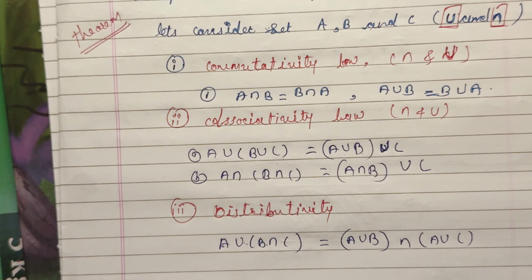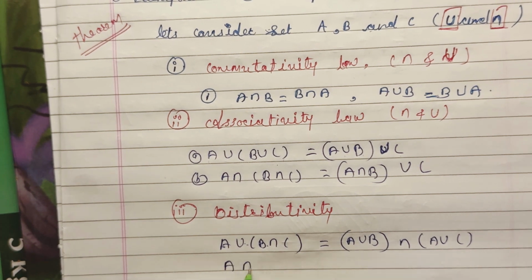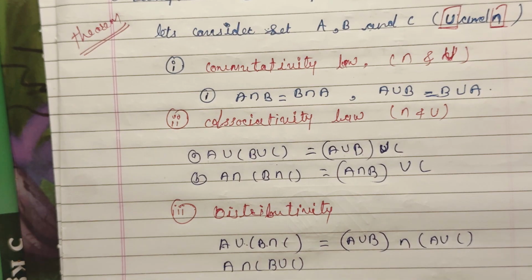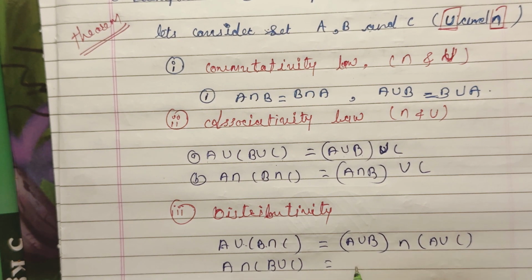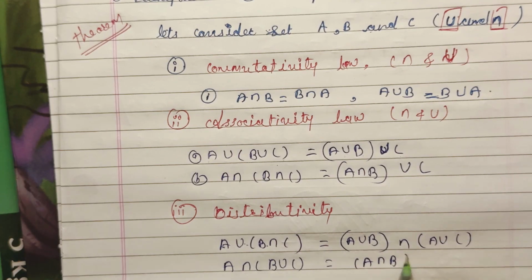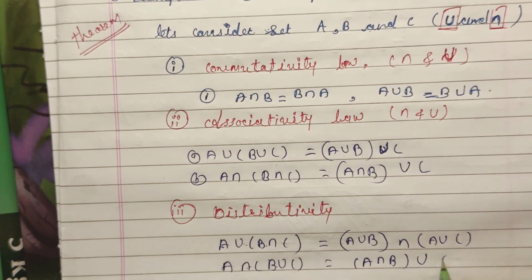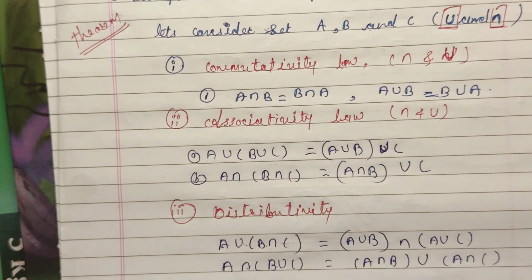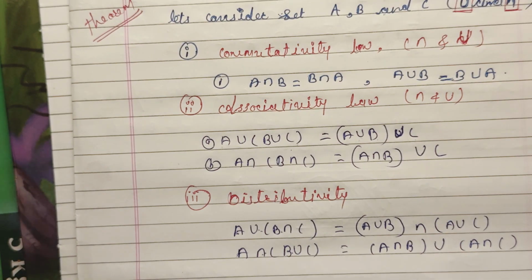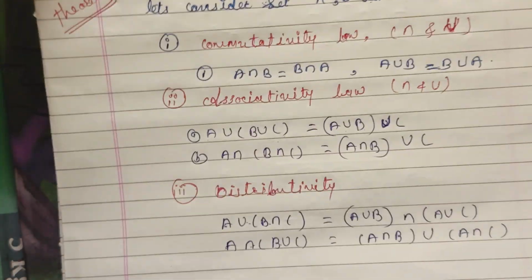And similarly we write A intersection B union C. We can replace intersection with union, it doesn't matter. So we write A intersection B union A intersection C. This is the distributive law. I hope you all have understood the distributive law, guys. It is very easy.